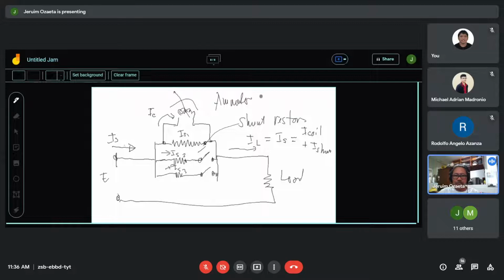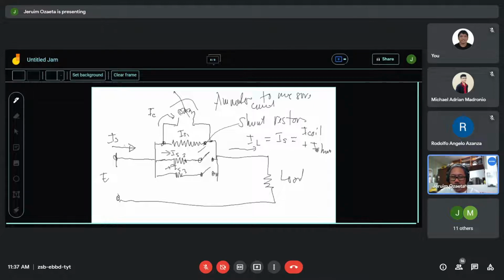This is an ammeter to measure current. Take note that the current being measured by the meter is only a portion of the current. Why? Some portion of the current will go through shunt number 1, some through shunt number 2, shunt number 3. That's why the total current goes to the load.